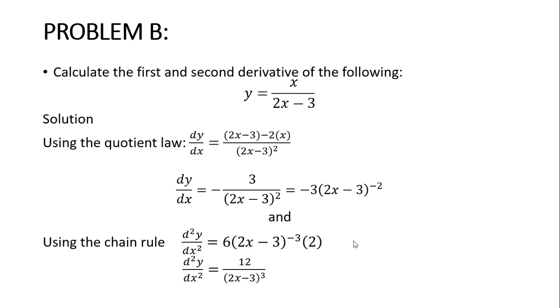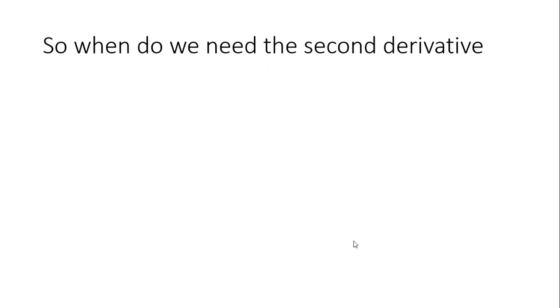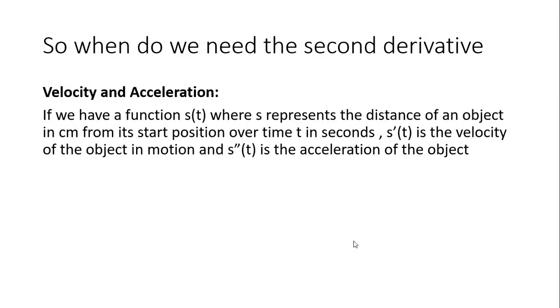So why do we need this second derivative? Well, I want you to think about when we used the first derivative of the position function and we got the velocity function. If we take the second derivative, which is the derivative of the velocity function, then we're going to get the acceleration function. So as it says here, if we have a function which represents the distance of the object from some start position, s prime of t is velocity and s double prime of t is the acceleration of the object.